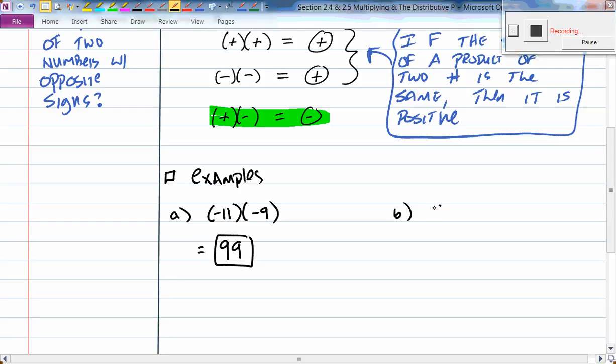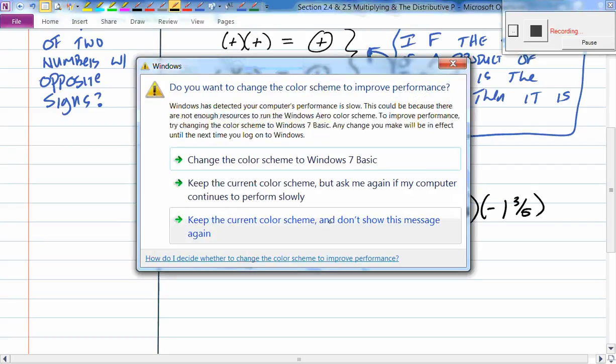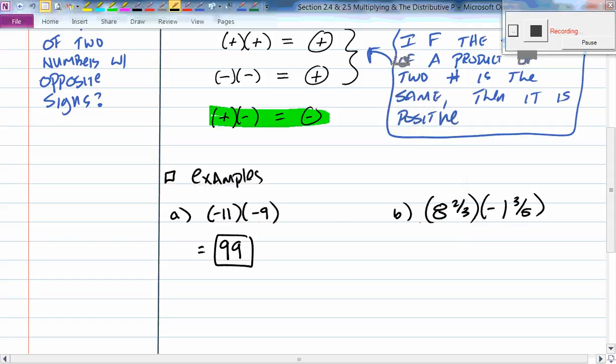You want something a little more challenging? Here we go. How about 8 2/3 times negative 1 3/5? Okay, first of all, let's answer this basic question. Is the answer going to be positive or negative? Negative. How do you know? Because the signs are different, right? Yeah, the signs are different. Okay. 8 2/3 times negative 1 3/5.